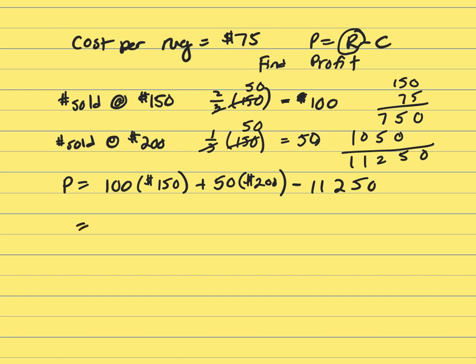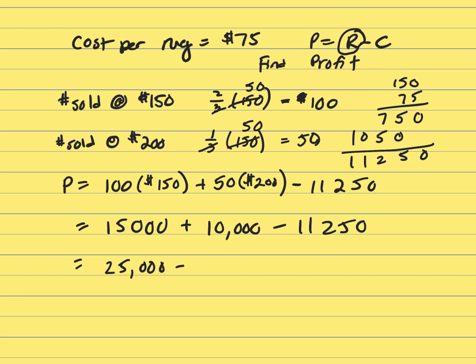So 100 times 150 is 15 with 3 zeros. 5 times 2 is 10 with 3 zeros. So that's going to be 25,000 minus 11,250. Go on the side of your paper and figure out that subtraction. That's what I did. And it gave me 13,750 is your profit. Revenue minus cost. And that's answer C.